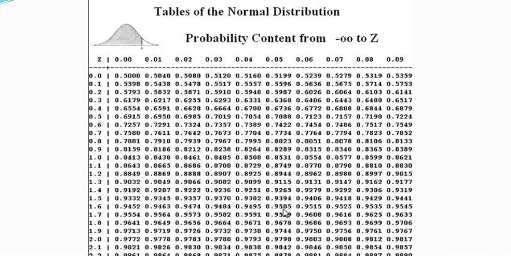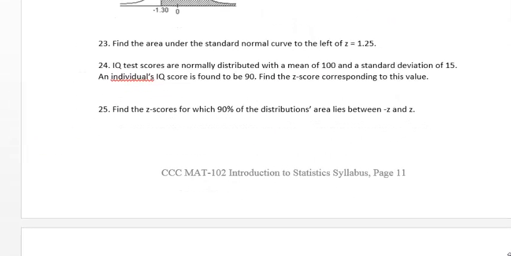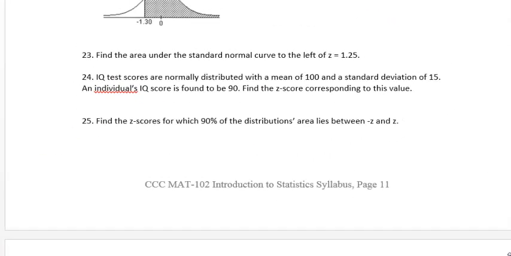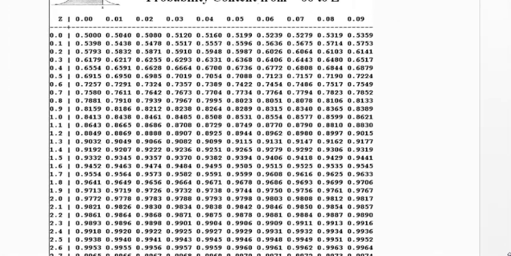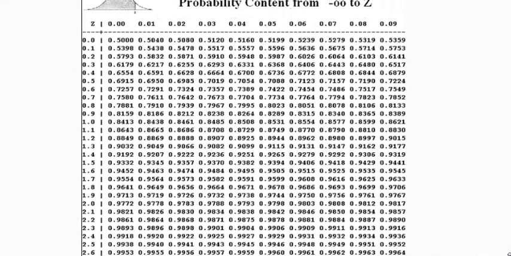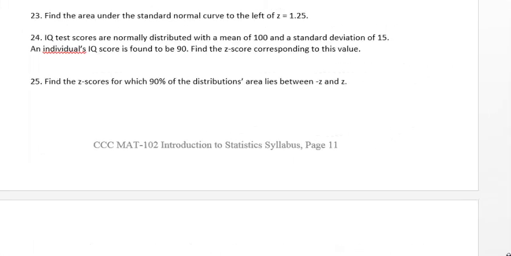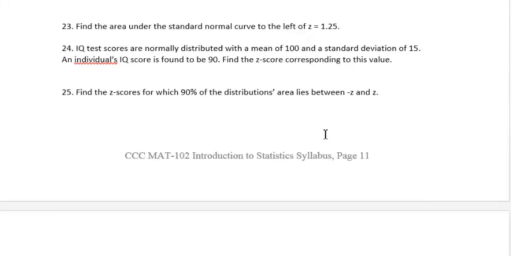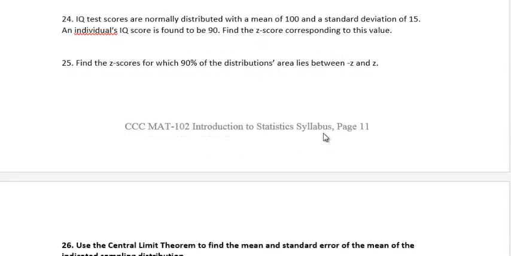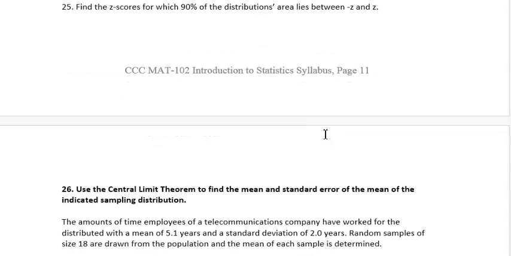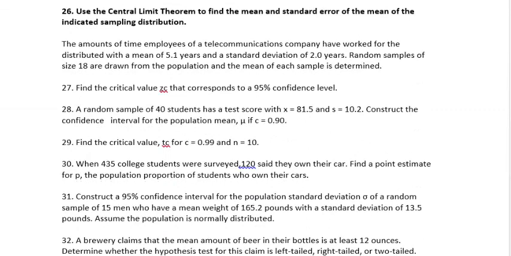That's how you would get 90 in the middle, by putting the 95 on one side and the 5 on the other side. So I guess the answer would be plus or minus 1.65, approximately 1.64 and 1.65, somewhere in between those two. So that's how you would write it, plus or minus 1.65, approximately.